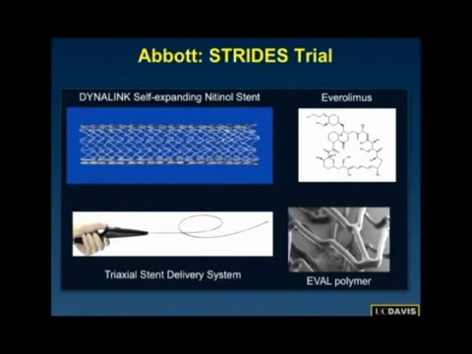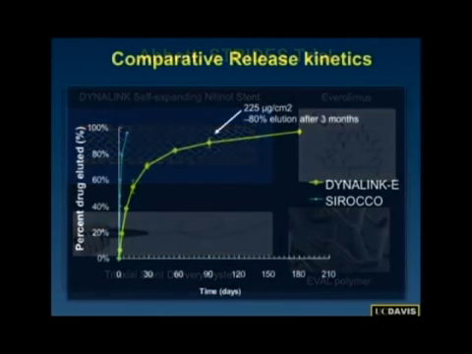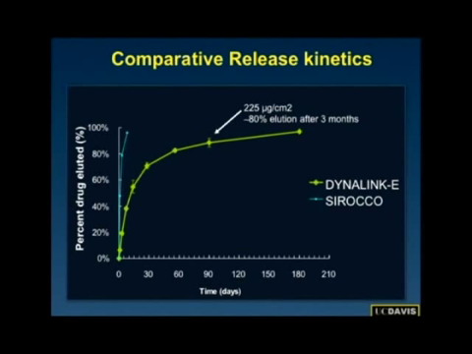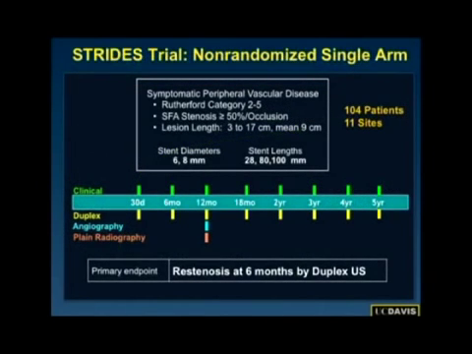So they had a more contemporary stent design, the Dynalink stent, and a more contemporary drug, everolimus, that was applied with a polymer that showed success in the coronary circulation with a triaxial stent delivery system. And the hypothesis was that a longer elution profile, that the drug is around longer, would help reduce restenosis and ensure a more durable response. But unfortunately, and this is the trial design, multiple centers, a little more lesion complexity.